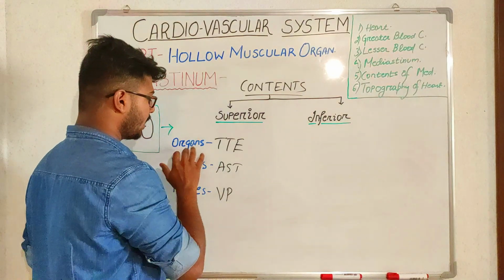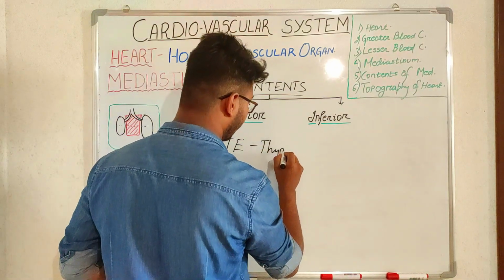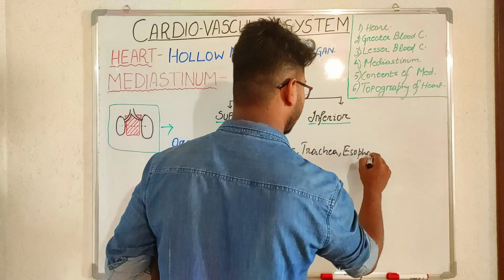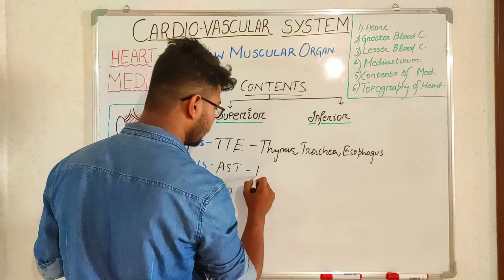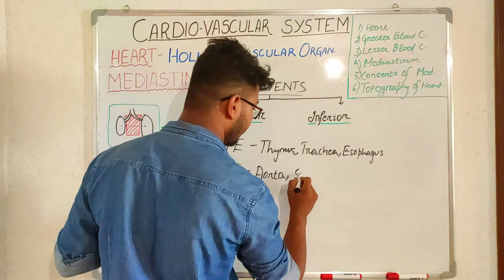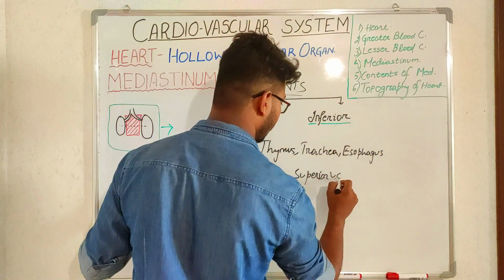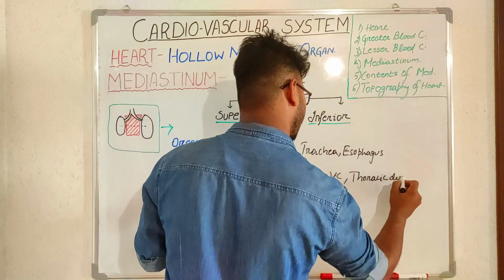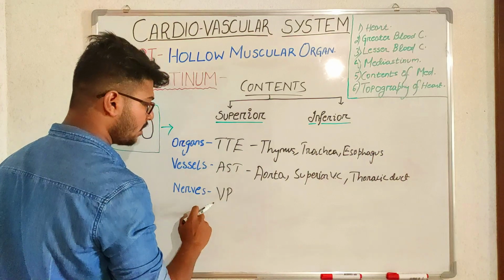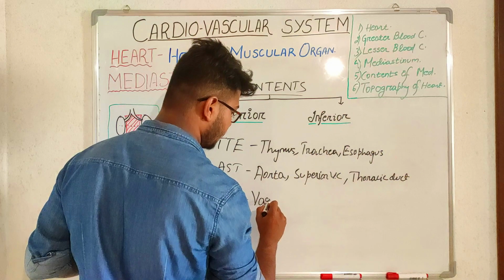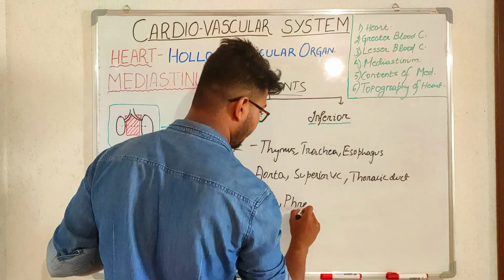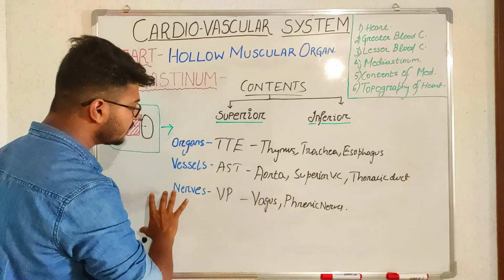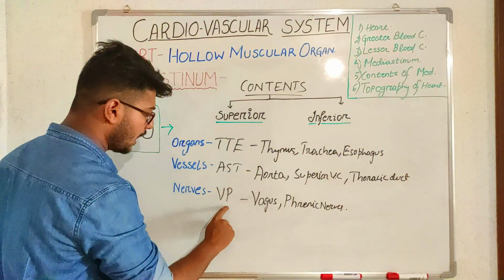How can you remember easily? It has organs like T for thymus, then trachea, then esophagus. And then vessels: for vessels, A for aorta, S for superior vena cava, then T for thoracic duct. It's so simple: you can remember TTE, AST, and for nerves, VP: V for vagus nerve and P for phrenic nerves. So this is the content of the superior division of mediastinum: organs, vessels, and nerves. TTE for organs, AST for vessels, and VP for nerves.